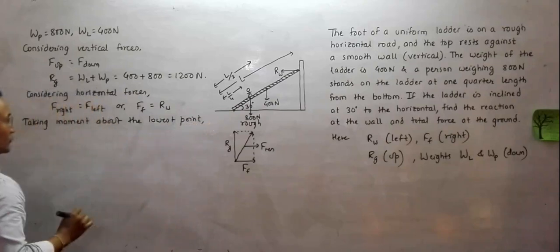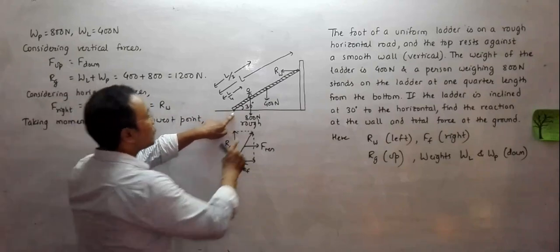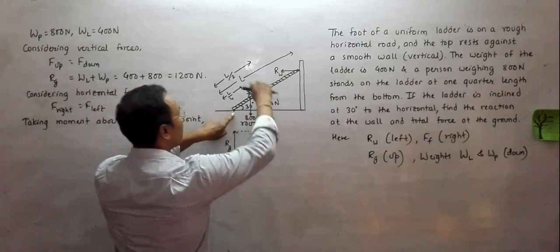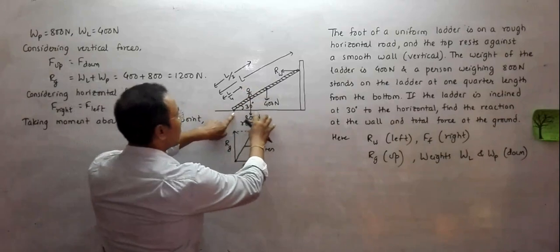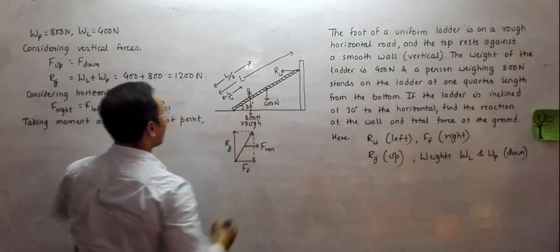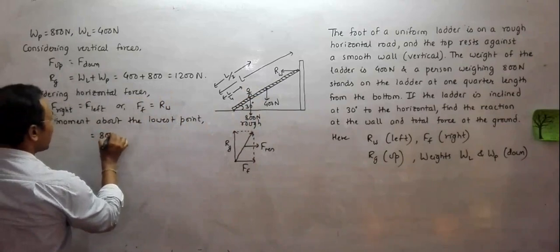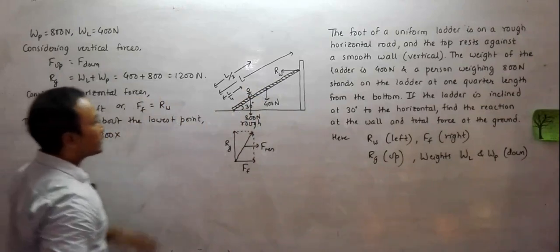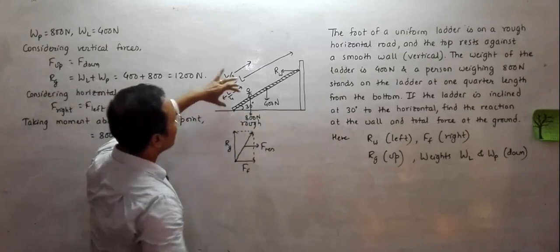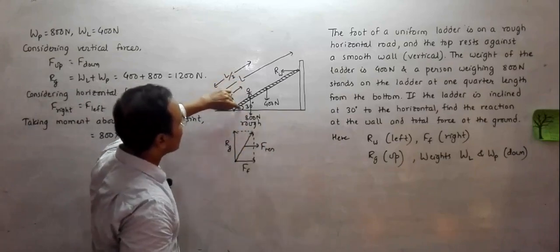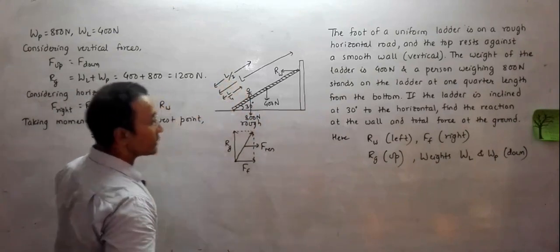What we'll have is, if I consider this point as the fulcrum, we have two forces, this and this, trying to move the body in a clockwise direction. So I must have this 800 into this distance, and this distance should be equal to this distance into cos of 30.